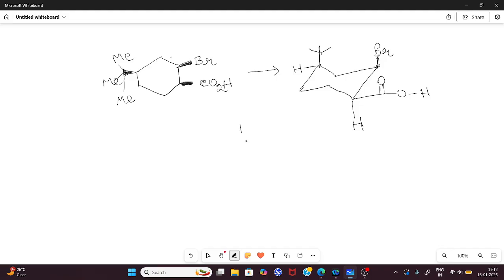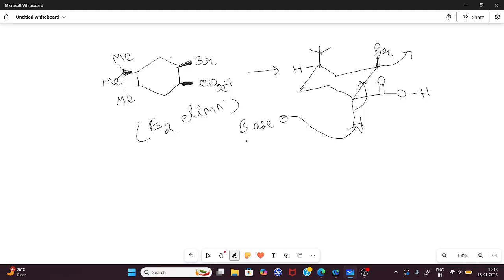So when you are using a base, let's suppose any particular base, in E2 eliminations, it's a classic case of E2 elimination reactions. You know that in E2 eliminations, there is anti-parallel elimination and the leaving group gets knocked out. So this base is going to abstract this proton, and this thing is going to leave easily.